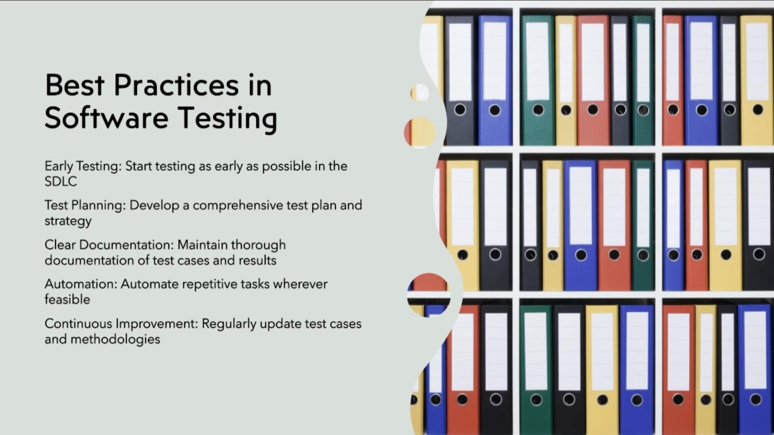Another thing is clear documentation. Here we document the test cases and results, and automation. Through automation, we can automate our regression cases, so we don't need to execute those cases again and again. And another thing is CI/CD, continuous integration and continuous deployment. Here we can continuously update our test cases and methodologies, and continuously deploy those cases to our GitLab.